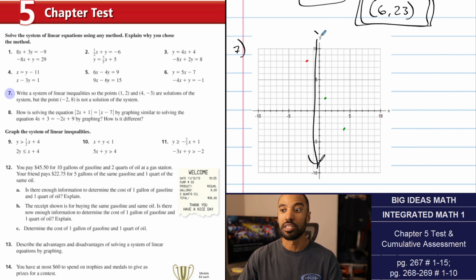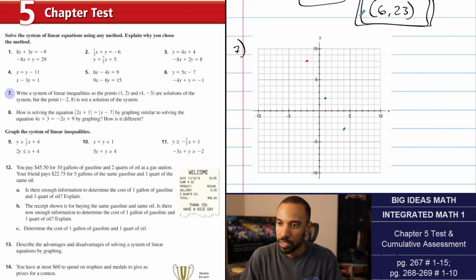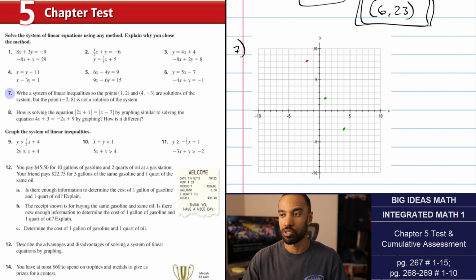Oh, it's a system of inequalities, right? Well, here's the thing. It just needs to satisfy this. Okay. I'm going to do a vertical line because we don't see vertical lines very often. I'm going to do a vertical line that's x is greater than or equal to -1. So it's going to look like this right here.